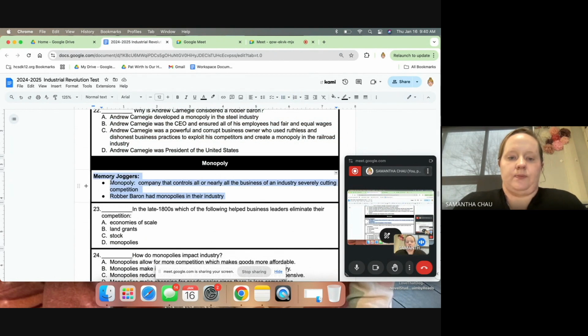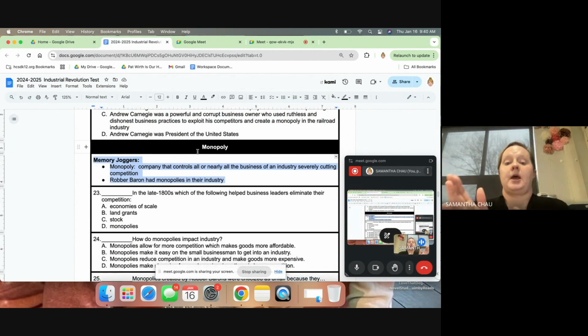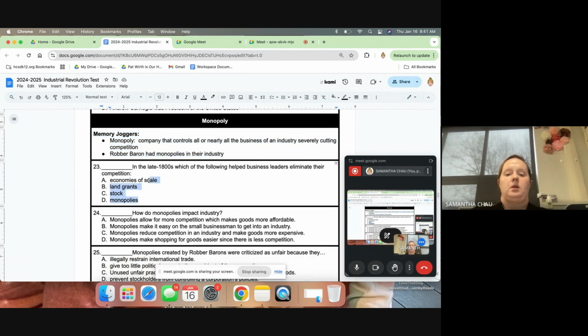New topic, monopoly, memory joggers. Monopoly: a company that controls all or nearly all of the businesses of an industry, severely cutting competition. Robber barons had monopolies in their industries. Number 23. In the late 1800s, which of the following helped business leaders eliminate their competition? Economies of scale, land grants, stocks, or monopolies?